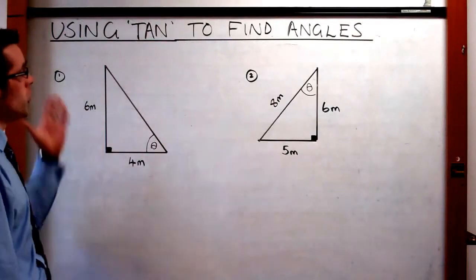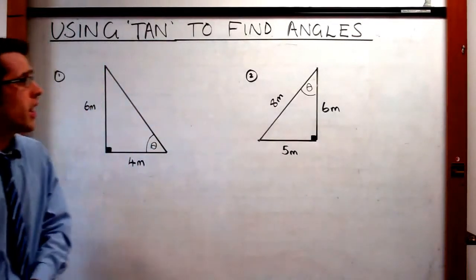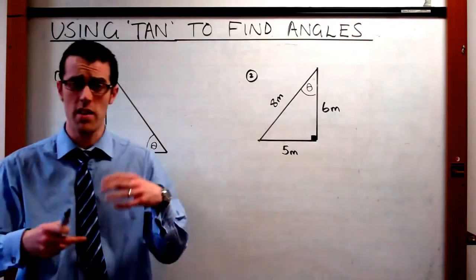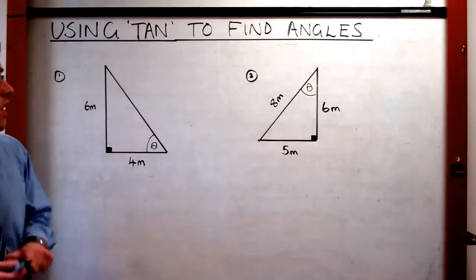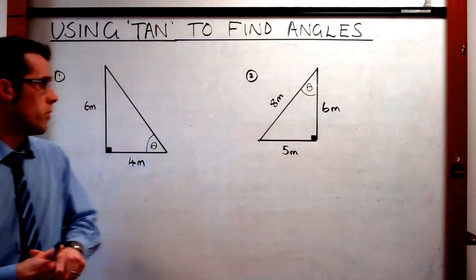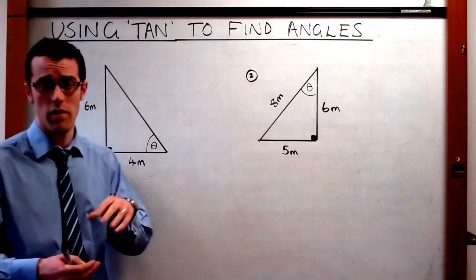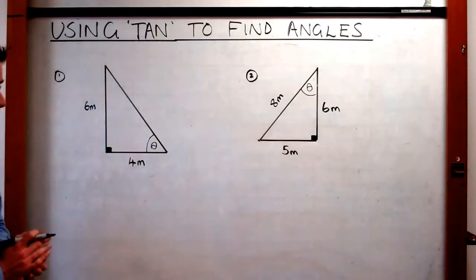Okay, welcome to the video on how to use tan to find angles in right angle triangles. Up to now we've been able to find sides, so we've been able to find the opposite side and the adjacent, using the tan ratio. Now we're going to look at how we use tan to find an angle in any right angle triangle.